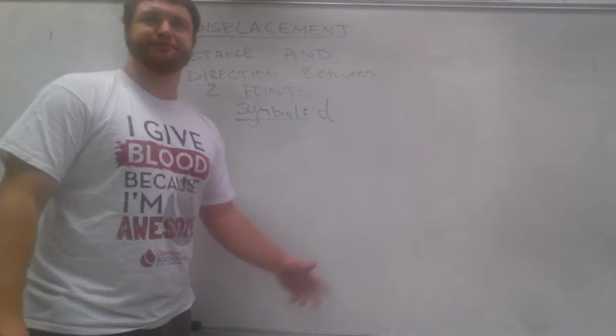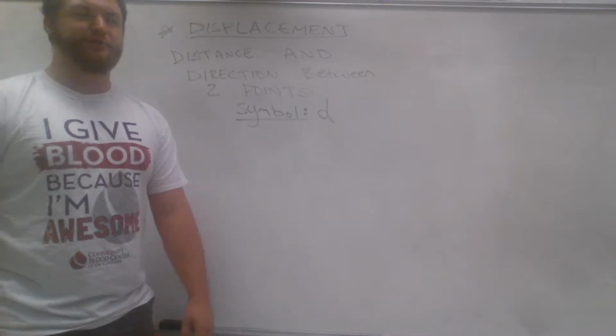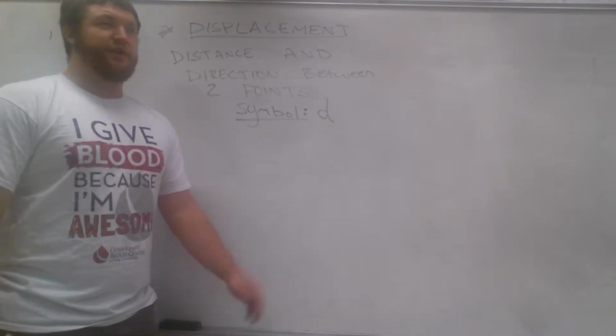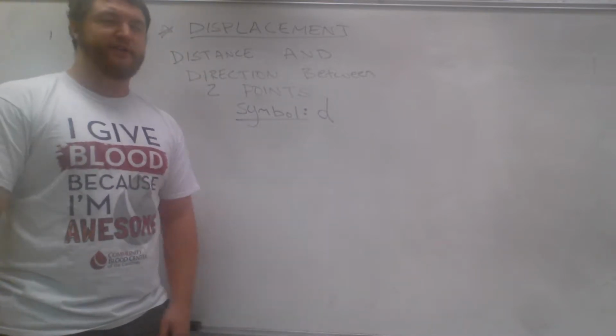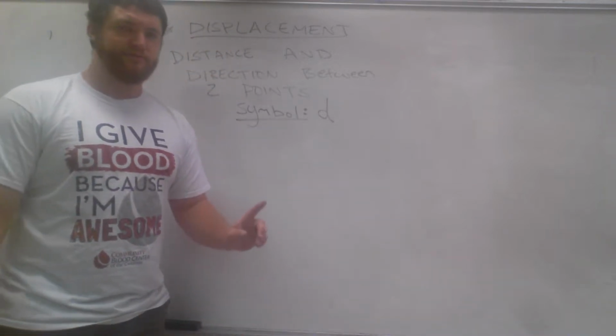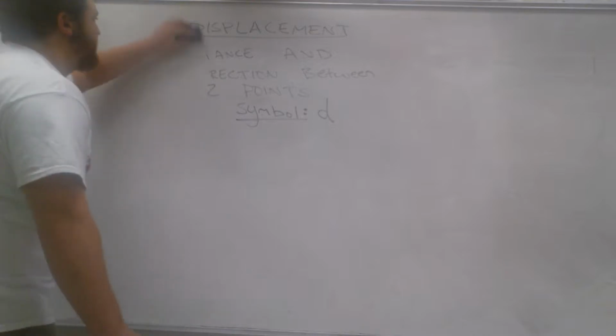If you had Susie Q and John are 50 meters apart, you have a distance, you don't have a direction. But if you said Susie Q is 10 meters north of John, now you have displacement. That's the difference. All right, moving on.